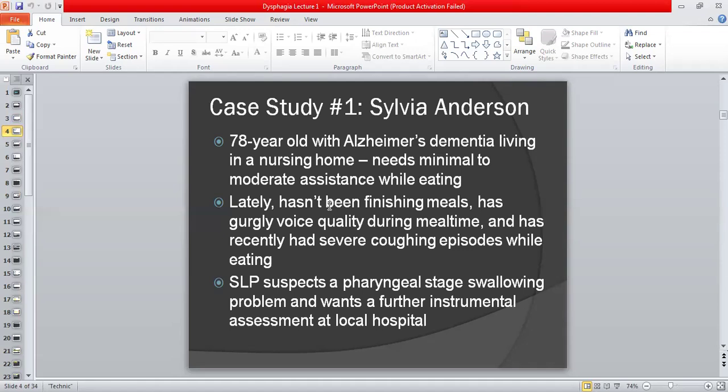Now, why in a nursing home? Because of her age, because of her physical ailments. And the third thing is that certainly she is not as active now, and she has to be nursed throughout the day. But this Sylvia actually needs minimal to moderate assistance. Now, this is again very important information. There can be people who have dysphagia, but they need only minimal assistance.